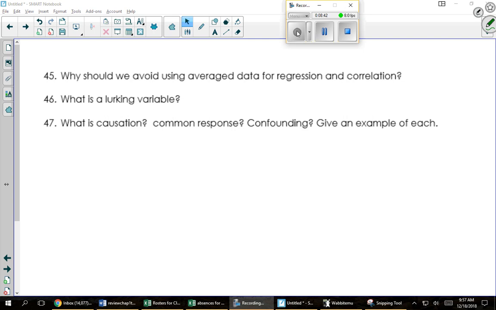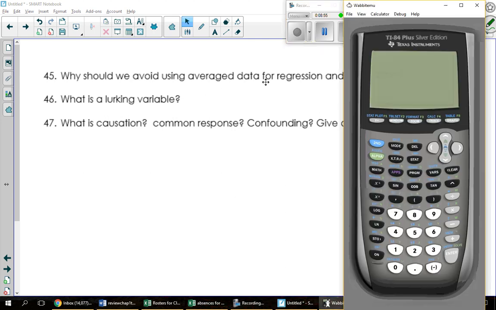All right, on number 45, why should we avoid average data? We avoid that because correlation is basically measuring the noise around a line. So if we went back and looked at what we did before, correlation is measuring how spread out all these points are from the line. Well, when you start averaging things, some of that noise, some of that variability starts to disappear, and the correlation will then appear stronger than it did when I looked at the points individually.